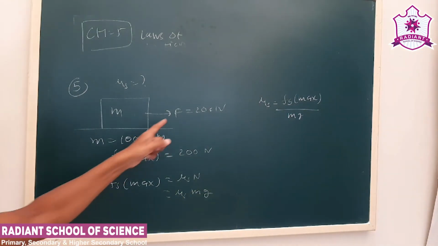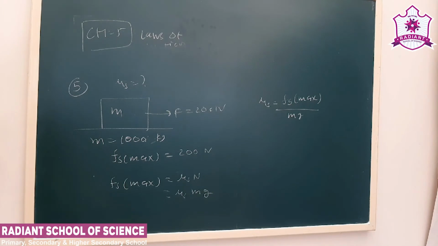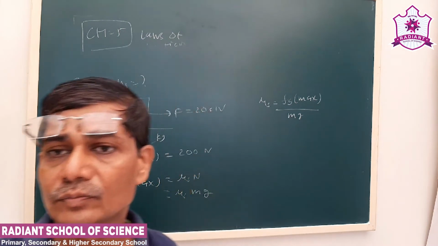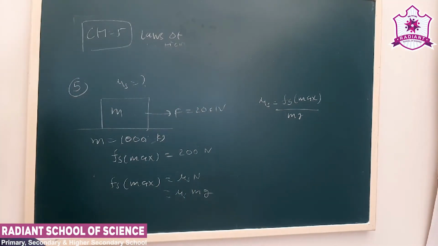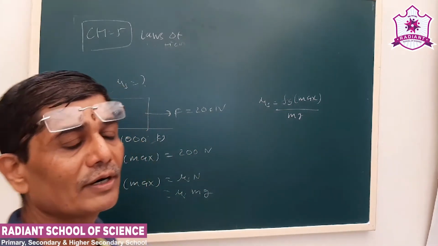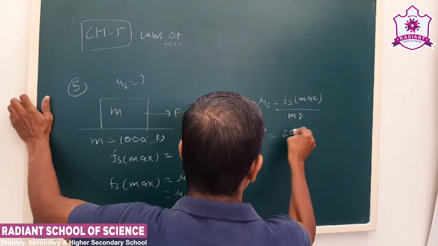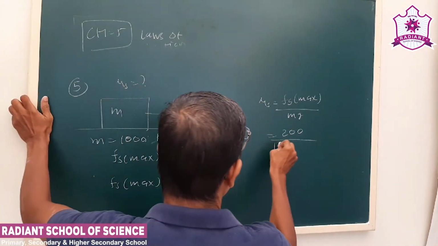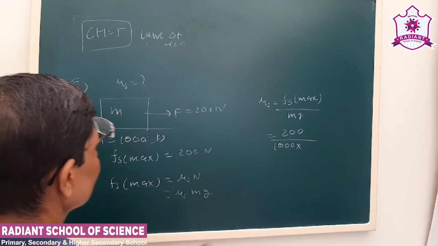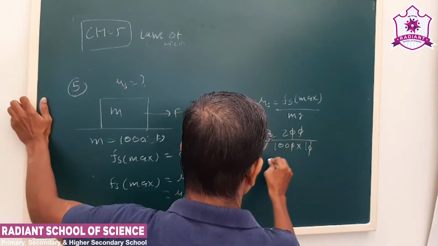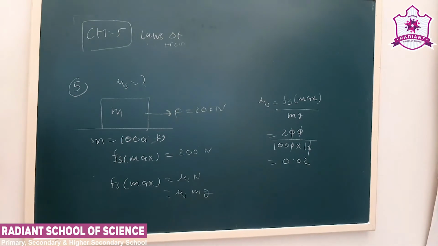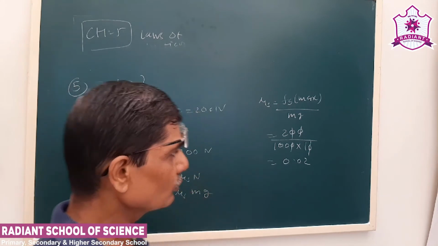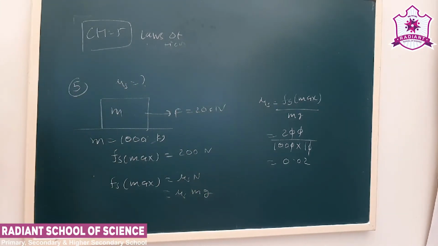Now see here, the 200 Newton force is required to bring the block in motion, so that will be equal to Fs max. We know, when the external force is just equal to Fs max, then only the body will come into motion. So Fs max is 200, mass of the block is 1000 kg, okay, g is 10. So the coefficient of friction has become 0.02. See, we know it is a ratio of the force, so that's why it does not have a unit.